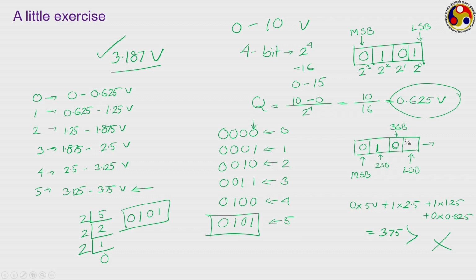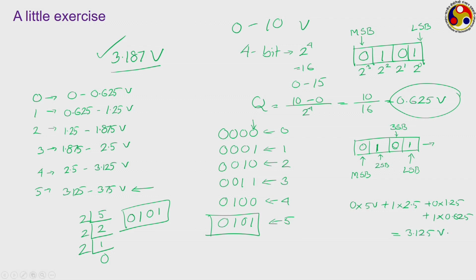Now, go to the least significant one, set this to 1. Then what is the value corresponding to this? The output voltage corresponding to this binary representation, the digital to analog converter will give you 0 into 5 volt plus 1 into 2.5 volt plus 0 into 1.25 volt and finally 1 into 0.625 volt, which should be 3.125.